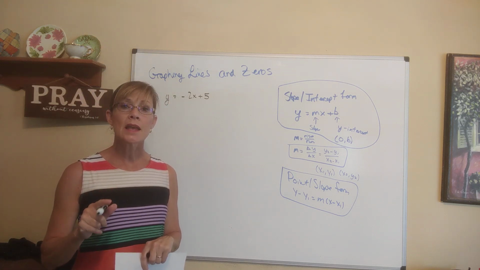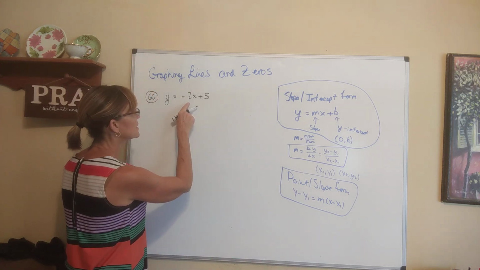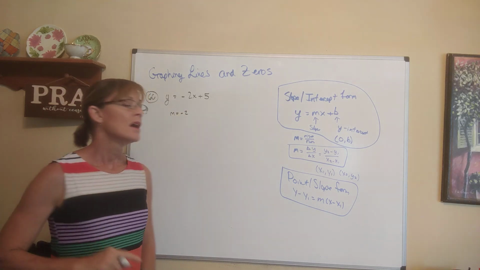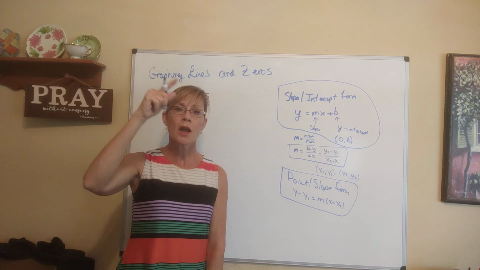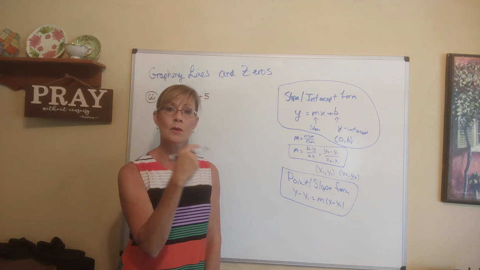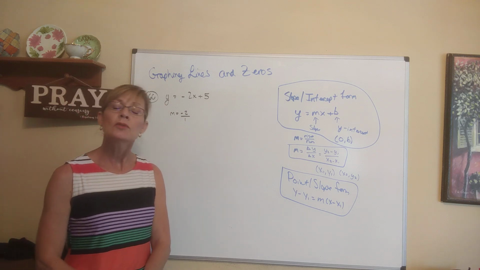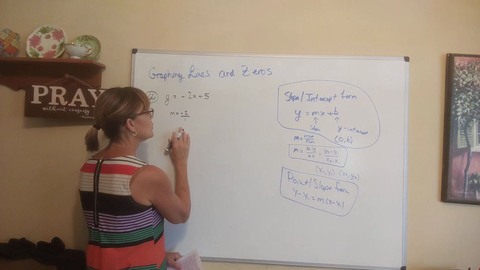And so when it's in that form, I can say, well, what is the slope? The slope is whatever's next to the x. So m is negative 2. However, slope is rise over run. It's the change in the y motion over the change in the x motion. So I always want to look at it as a fraction. If you have a whole number, put it over 1. So this is negative 2 over 1.